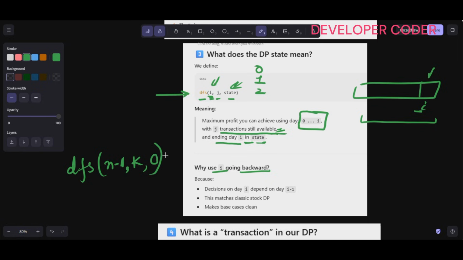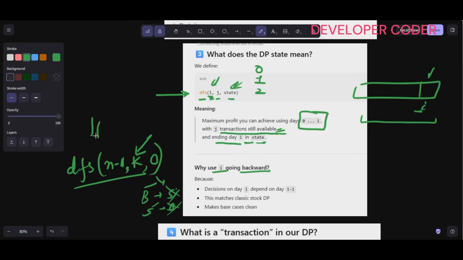So here it should be flat. It should not be that any buy to sell is pending, I bought but sell is pending, or I sell any stock but buy is pending. I don't need to do that. So at most I need to complete k transactions. In the end I need this.